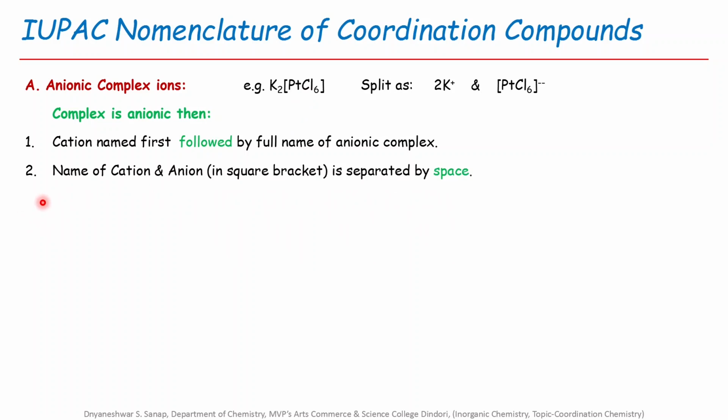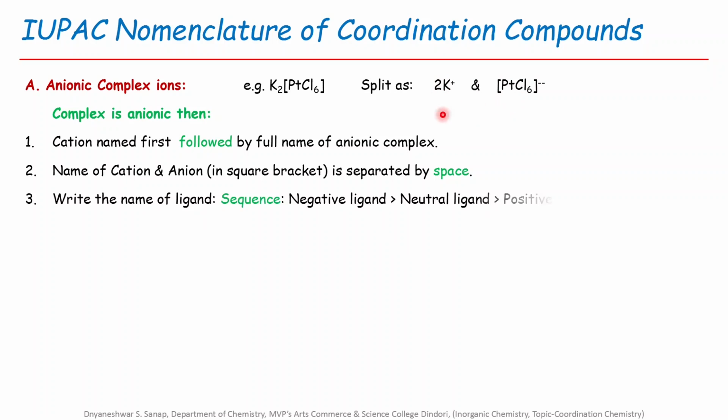The next important point is that the name of the cation and the anion in the square bracket are separated by a space. That means after writing the name of the cation, we have to give a space before writing the name of the complex ion. The third important point is writing the names of the ligands which are present in the square bracket, that means in the complex ion.